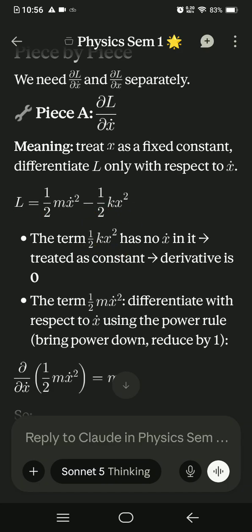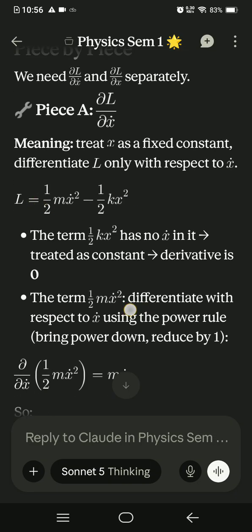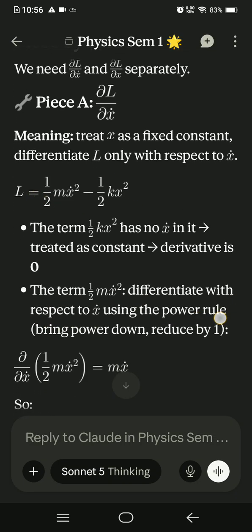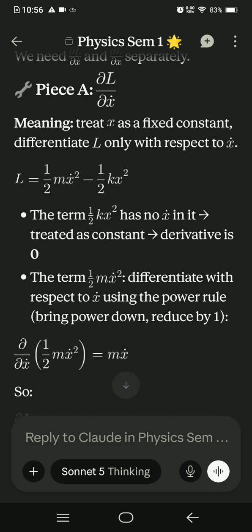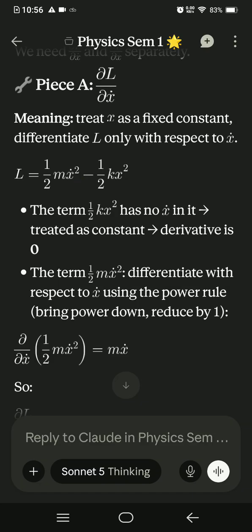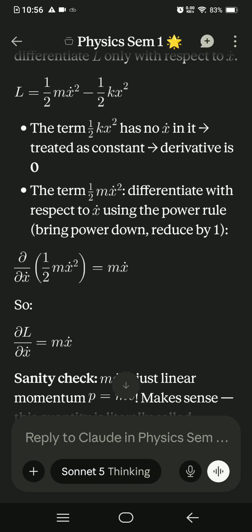The second term has no x dot in it, so we are going to treat it as constant. So its derivative will be 0, so this is going to cancel out. This term we differentiate with respect to x dot using the power rule, bring the power down and reduce by 1. So x dot squared becomes 2x dot, right? Then that 2 will cancel out and we are going to be left with this.